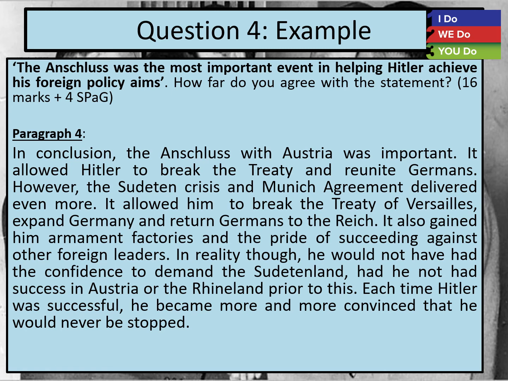In reality, though, he would not have had the confidence to demand the Sudetenland had he not had success in Austria or the Rhineland prior to this. Each time Hitler was successful, he became more and more convinced that he would never be stopped. So I've demonstrated that I've understood that it was important, but I actually have decided that it was the Sudetenland that was more important here. But then at the end, what I've shown is how they were all interrelated, that one thing could not have happened without the other.